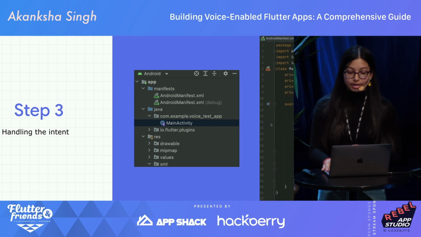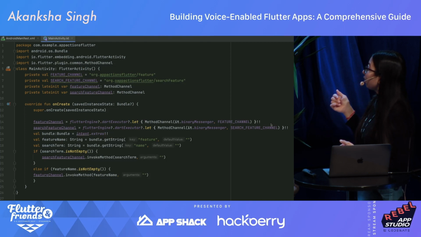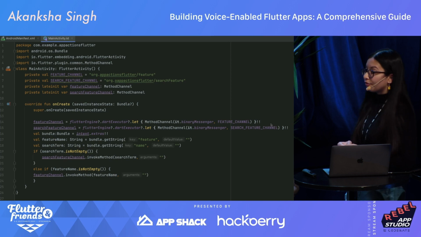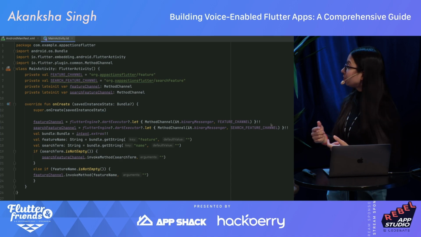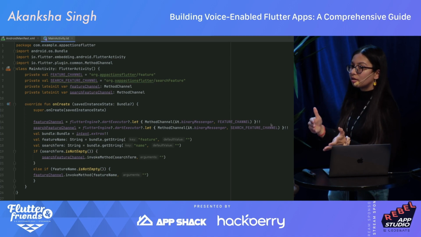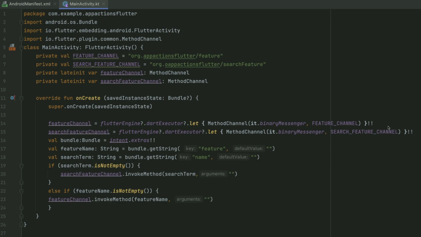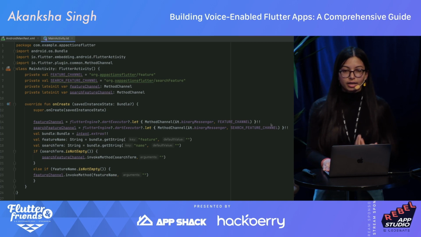For handling the intent, we will go to our MainActivity.kt, so in the Kotlin file. Here we create some method channels to get the intent, and then we can just call them in our Flutter code. So if we want to open our example app and some other menu or some other screen in the example app, we can use these method channels to do that. So yeah, that's basically all the steps involved in integrating a built-in intent in your Flutter apps.